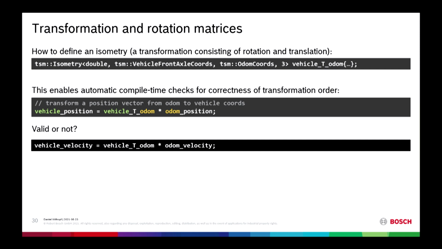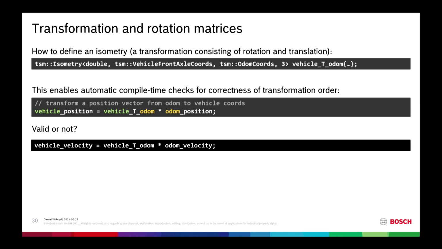Now I have another question for you. Is this here a valid operation, or should it be? So we have a velocity vector in odometry frame. Then we use the transformation that goes from odometry frame to vehicle frame to end up with a velocity in vehicle frame. Should this be a valid operation or not? It should be. There was a no. Why? So you think it doesn't make sense to multiply velocities?